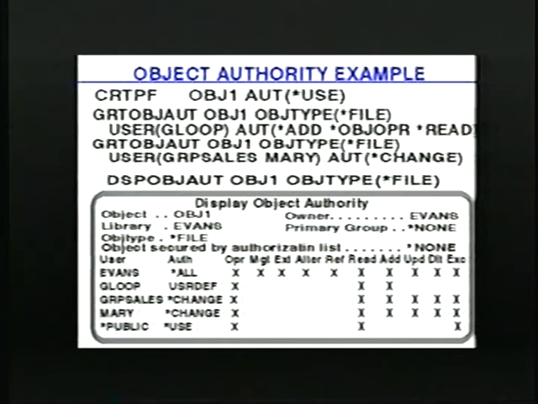What does user defined authority mean? User defined really is a kind of a fill in the blanks authority, that if the authority isn't all, change, use, or exclude, IBM uses the term user defined, meaning there's some combination of authorities that doesn't meet the requirements for the all, change, use, or exclude. And then here we have user profiles, group sales and Mary with change access, and finally the public authority of use.